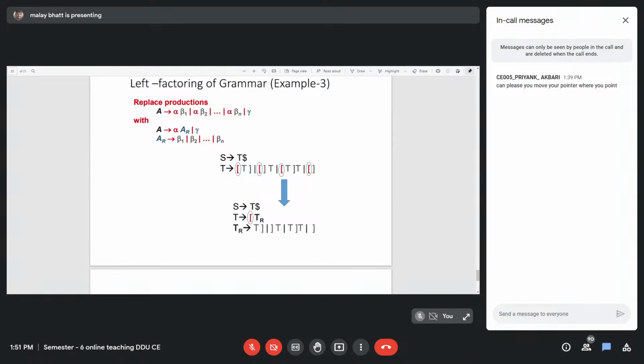We have one more example here. You can see S gives $T. So I hope there is no query in the first and second example. If you have any query, you can write in the chat window. Yes? Do you have any query? Yes, can we proceed further?